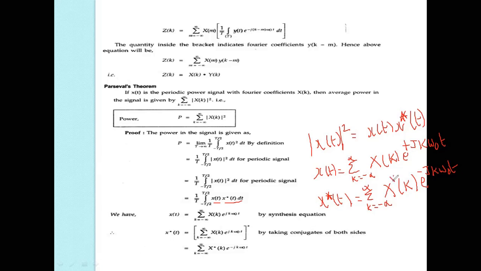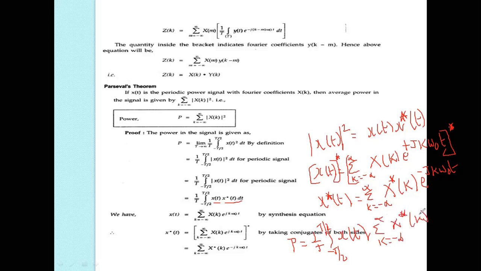Okay, and here the star applies to the total function: x star of t is the sum of x star of k and e power, where the plus becomes a minus. So substitute this function in P is equal to 1 by T, the integral from minus T by 2 to T by 2, x of t, and the x star of t replaced as the sum of k equal to minus infinity to infinity, x star of k e power minus jk omega naught t, and dt. Got it?